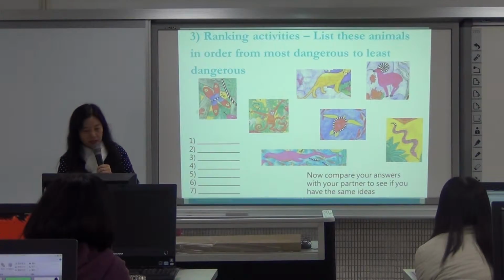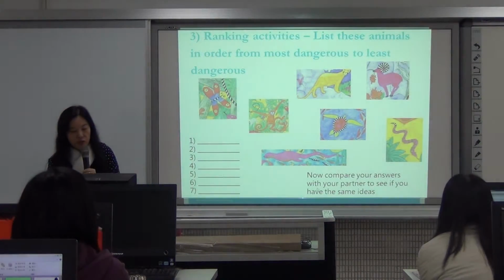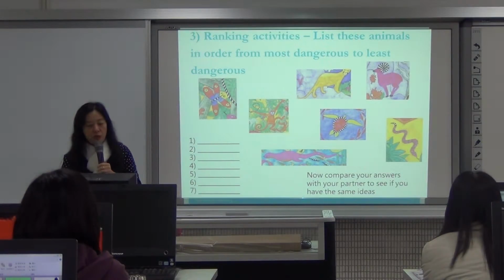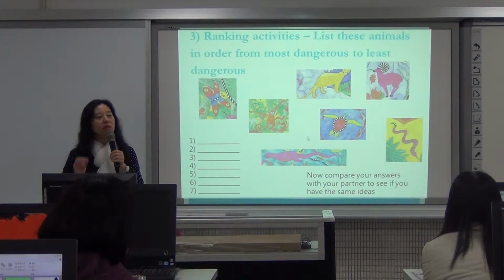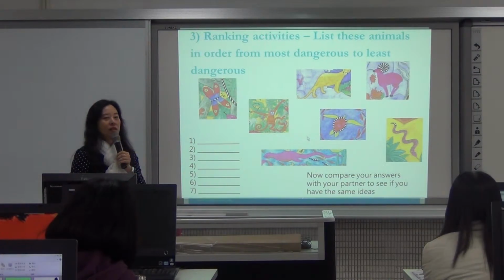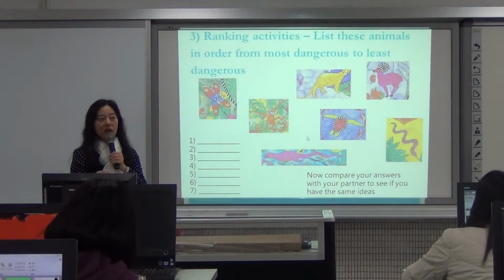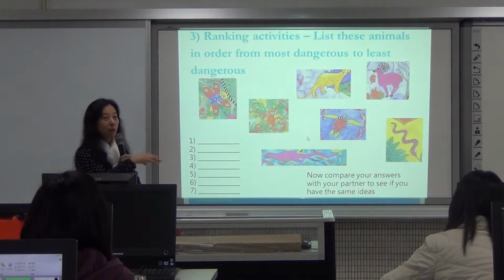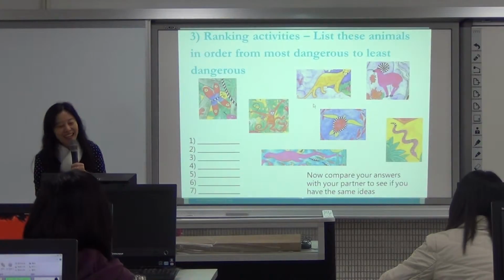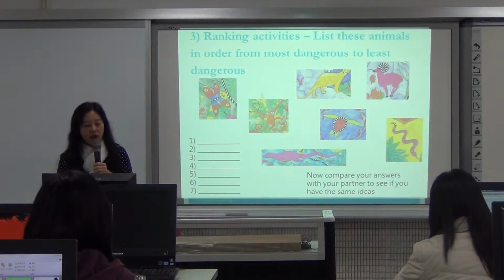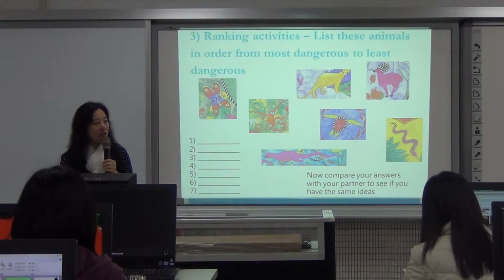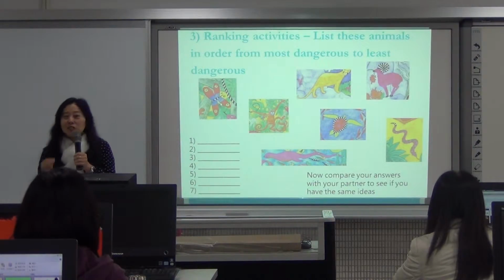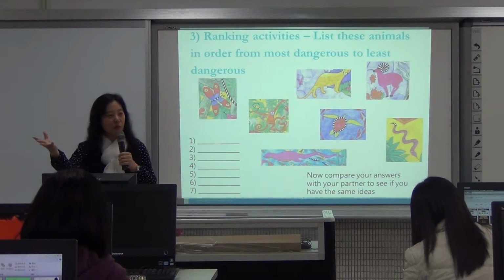So, ranking activities. Now compare your answers with your partner to see if you have the same ideas. Rank the animals from the most dangerous to the least dangerous, or from the least dangerous to the most dangerous. I really, really like this one. I've never thought about this, but after I go to the workshop, wow, this is nice. So students will think it's really fun. Probably some students are afraid of butterflies, you don't know. They're allergic, right? And then you have to convince your partner.